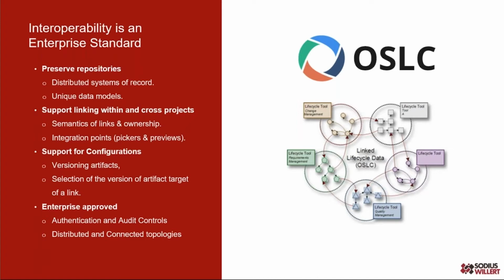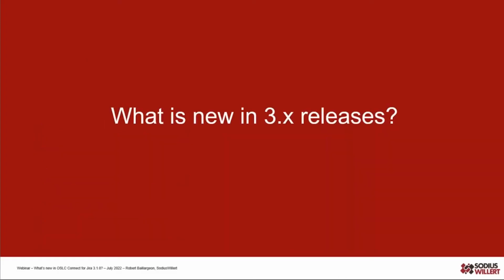And the other nice thing about the standard is it is typically enterprise approved. So your IT organization likes that we're going to be able to enforce authentication and audit controls. We have distributed topologies, whether they're local or on cloud, all those types of things are supported. And that's the nice thing about this standard. It's building on web technologies to make this enterprise that you have, this collection of tools, more effective. Now, what's new in the 3 release?